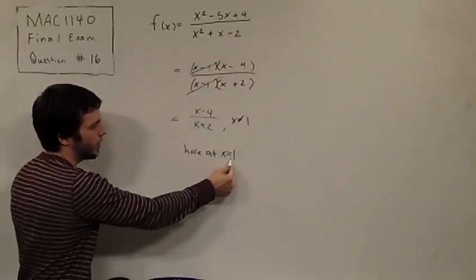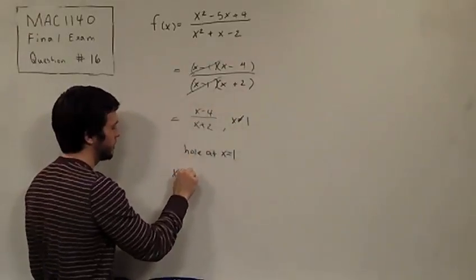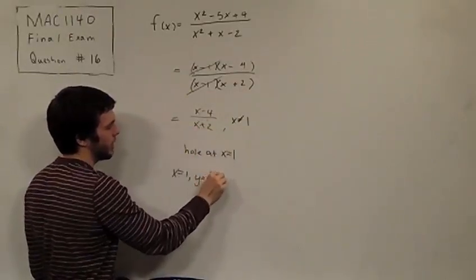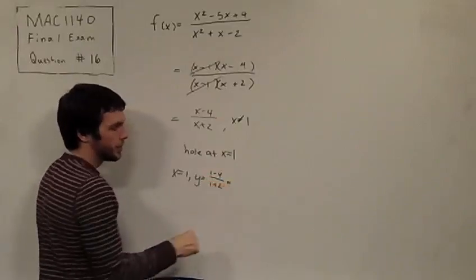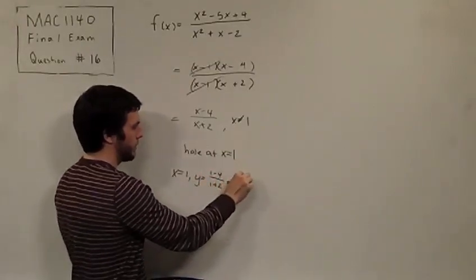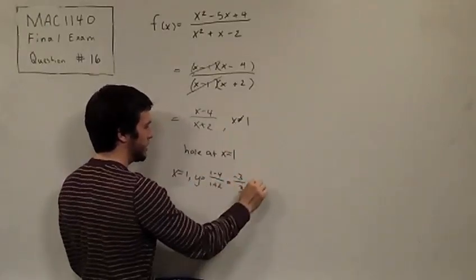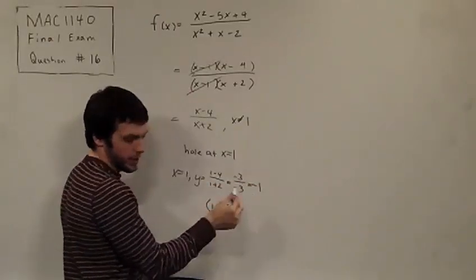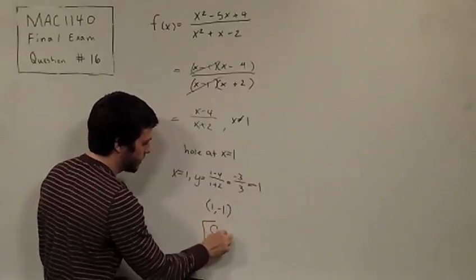So f of 1, we'll plug 1 in here. x equals 1, y equals 1 minus 4 over 1 plus 2. Work that out: 1 minus 4 is negative 3, and 1 plus 2 is 3. So y is equal to negative 1. Our hole is at the point (1, negative 1), and that is answer choice C.